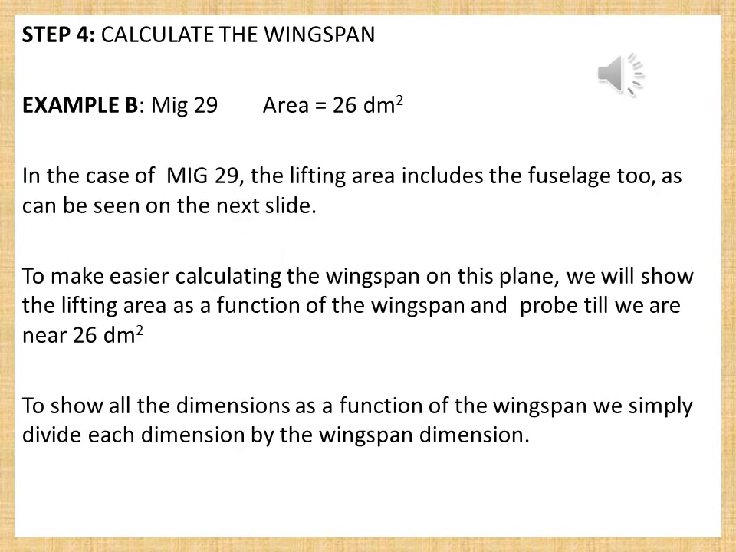Step 4. Calculate the wingspan. Example B, MiG-29: area equals 26 square decimeters. In the case of the MiG-29, the lifting area includes the fuselage too, as can be seen on the next slide. To make calculating the wingspan on this plane easier, we will show the lifting area as a function of the wingspan and probe until we are near 26 square decimeters. To show all the dimensions as a function of the wingspan, we simply divide each dimension by the wingspan dimension.